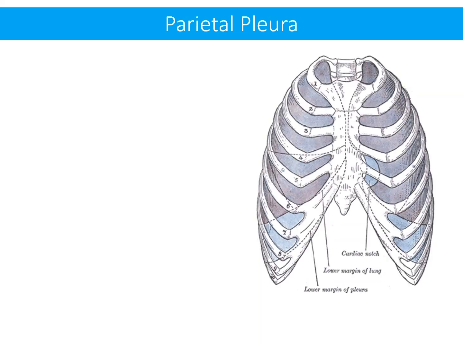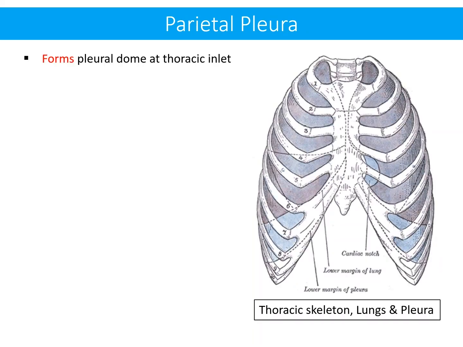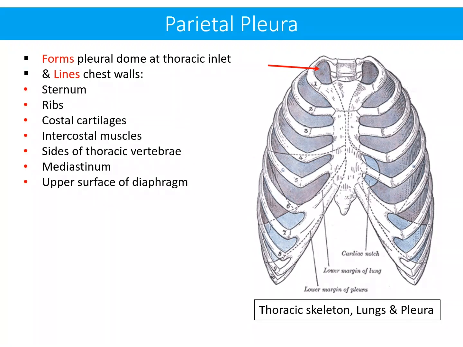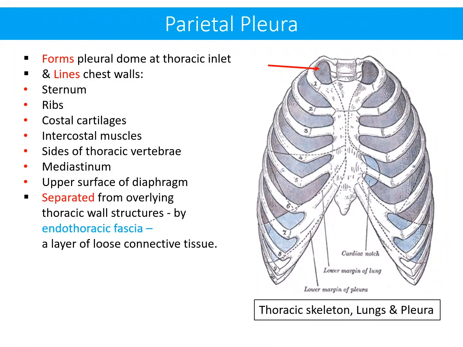Parietal pleura is the outer layer of the pleura which forms pleural dome at thoracic inlet and lines chest walls made up of sternum, ribs, costal cartilages, intercostal muscles, sides of thoracic vertebrae, mediastinum, and upper surface of diaphragm. It is separated from overlying thoracic wall structures by endothoracic fascia and is divided into following parts.